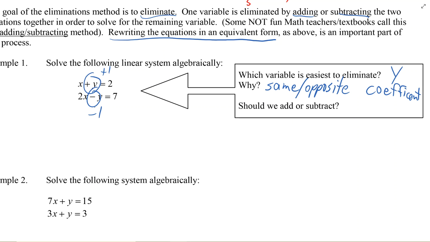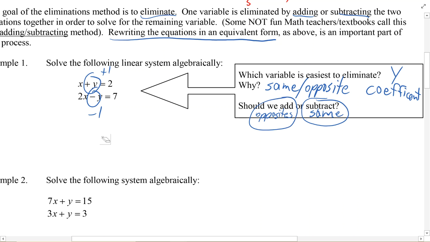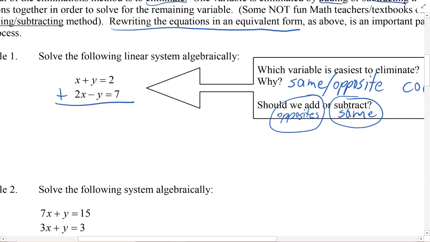So the question is, should we add or subtract to get them to eliminate? Well, if they're the same, then we should subtract. Are our numbers the same? No, one's positive, one's negative. If they're opposites, then we should add. And we have opposites. So we do the old vertical adding and subtracting. So we're going to go vertical.